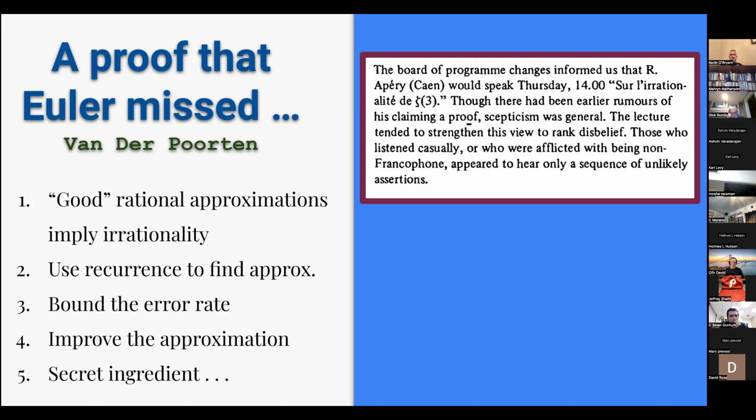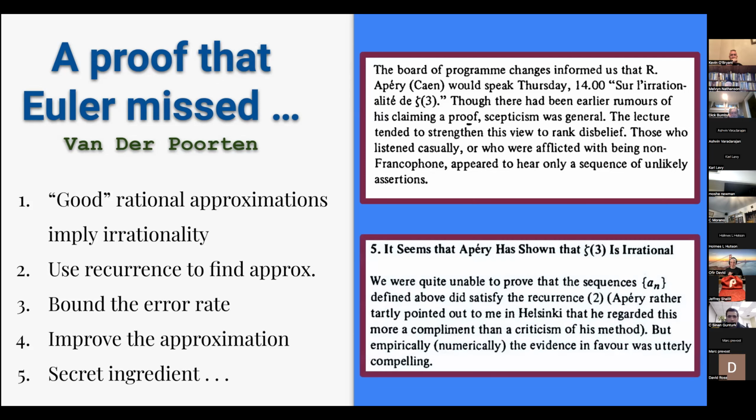And as I said, the problem with Apéry's secret ingredient was that it was really secret and really hard to understand. And it's not just me saying it, van der Poorten said it more or less. This is another paragraph from the paper. Section 5: it seems that Apéry has shown that zeta 3 is irrational. We were quite unable to prove that the sequence a_n, as defined above, did satisfy the recurrence. And Apéry rather tartly pointed out to me in Helsinki that he regarded this more as a compliment than a criticism of his method. But empirically or numerically, the evidence in favor was utterly compelling.